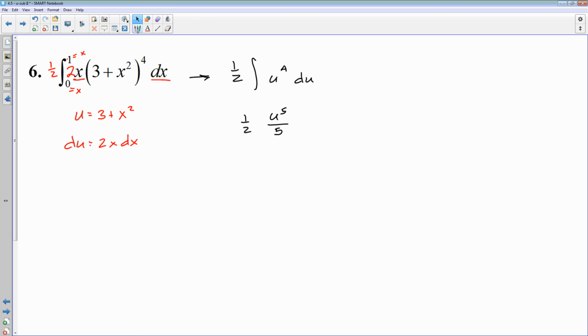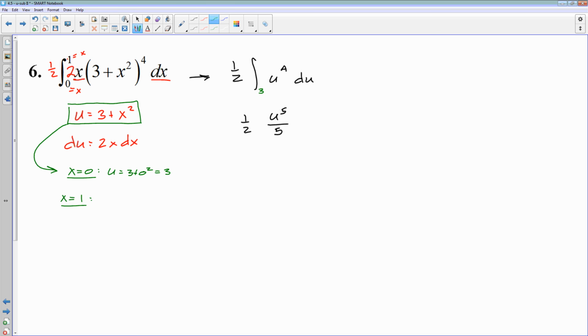What I could do, once I find the antiderivative in terms of u, since I know that u equals 3 plus x squared, is change the limits of integration to be values of u. I know that my lower limit is x equals 0, and if x equals 0, then u is going to equal 3 plus 0 squared, which is 3. So my u limit of integration would be 3. And if x is equal to 1, which is my original upper limit of integration, I could do 3 plus 1 squared, which is 4. And now I can evaluate this integral in terms of u from 3 to 4.